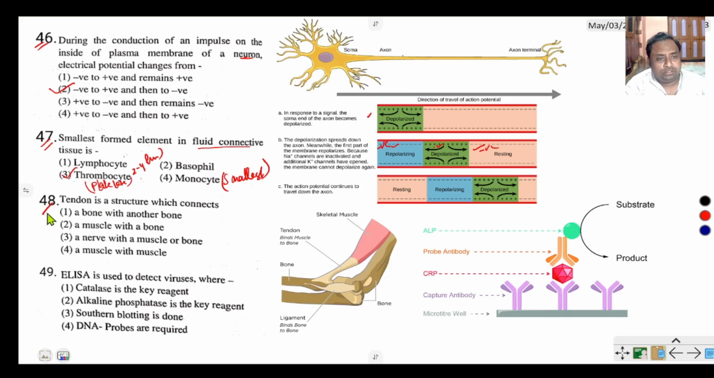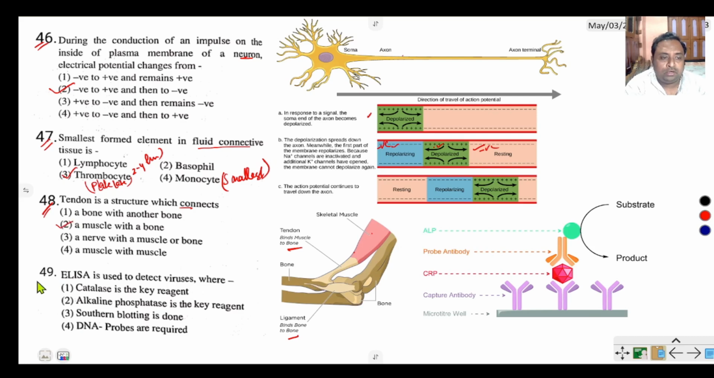The next question: tendon is the structure which connects. Tendon binds muscle to bone. Muscle to bone is connected by tendon, and ligament means bone to bone connection. So here tendon represents muscle with bone.